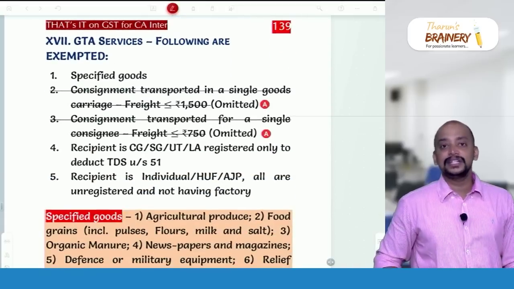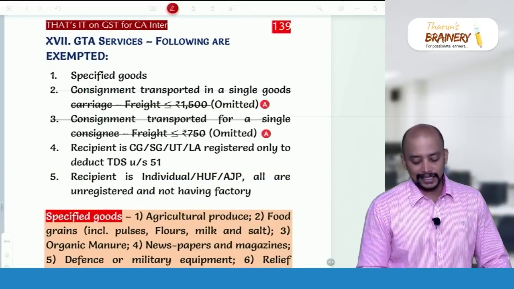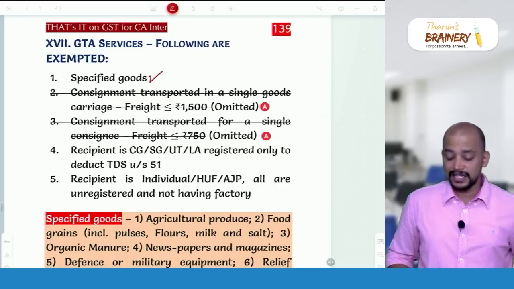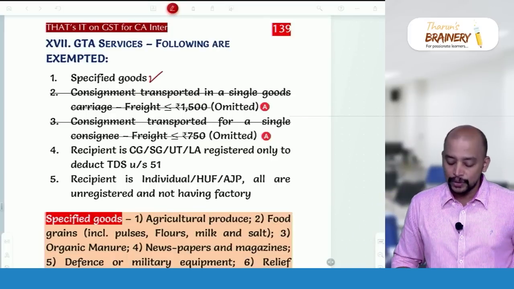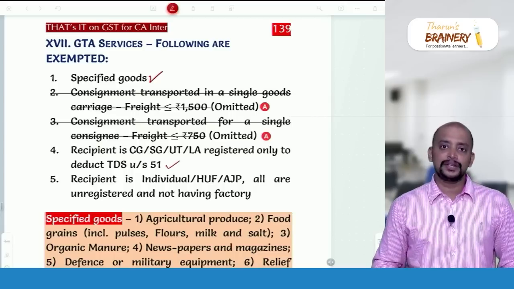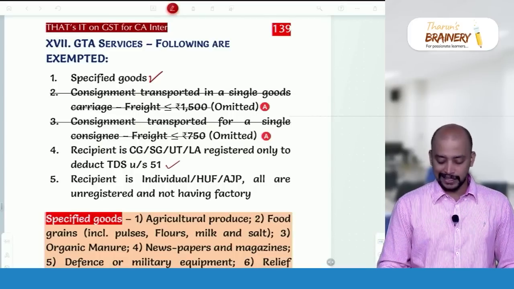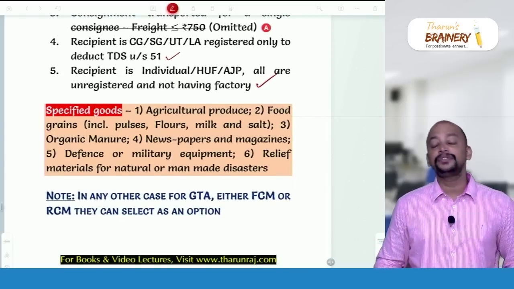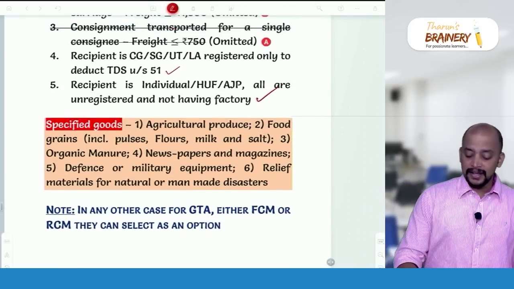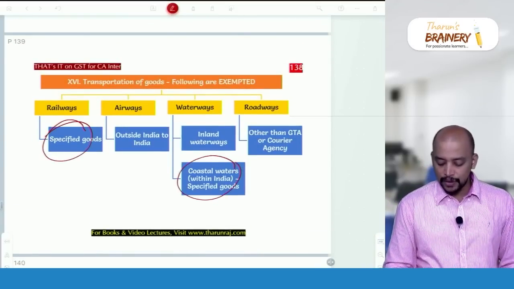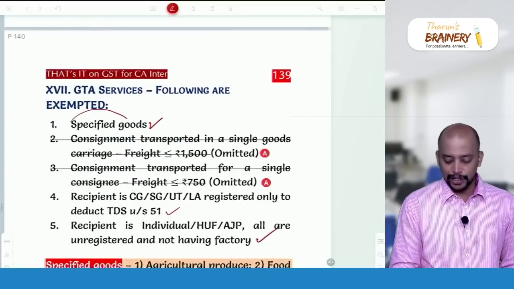Then in case of GTA services, only three exemptions are there: transportation of specified goods; if the recipient is central government, state government, local authority registered only to deduct TDS under section 51; or if the recipient is an individual, HUF or AOP not having a factory. These three cases. And what are the specified goods? If transported by GTA, by railways, and by waterways in coastal waters, that is exempted. So what are those specified goods?